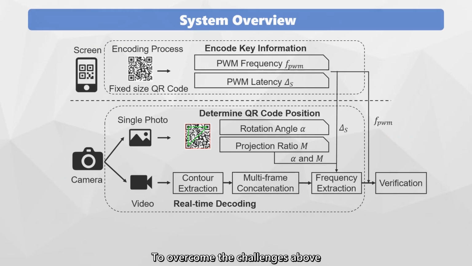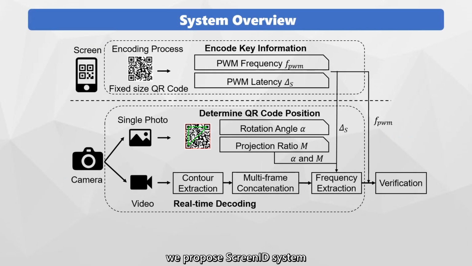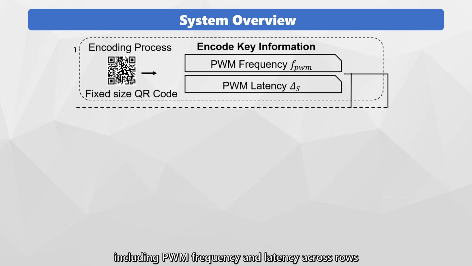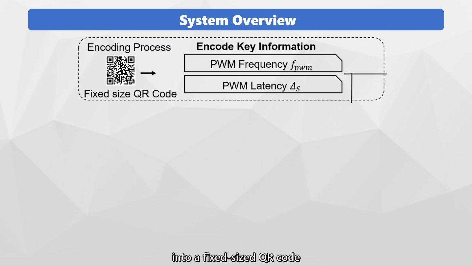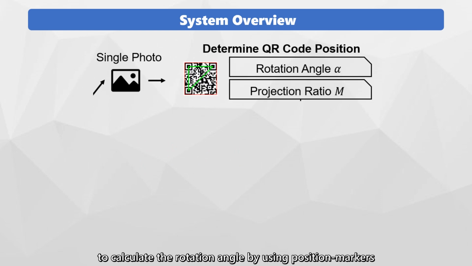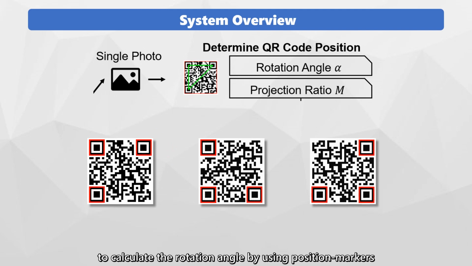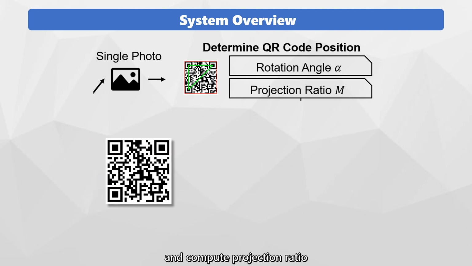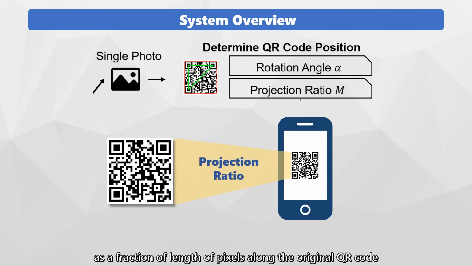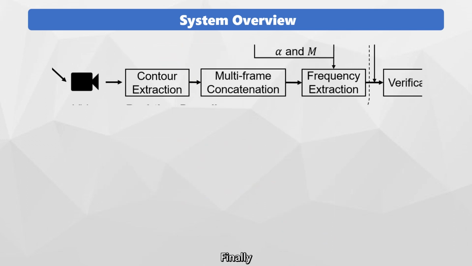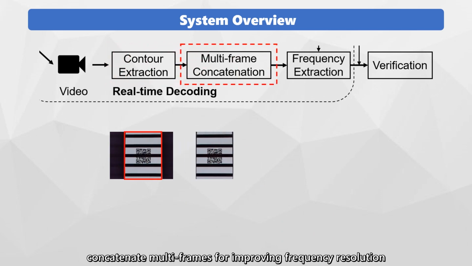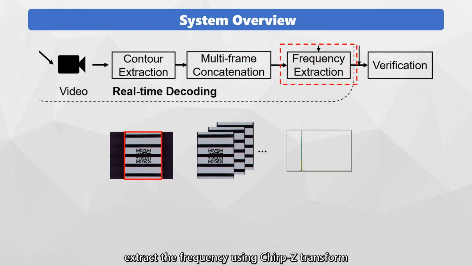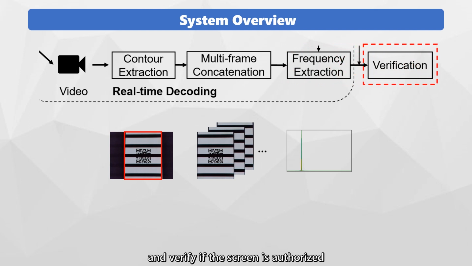To overcome the challenges above, we propose the ScreenID system. We first encode key information including PWM frequency and latency across rows into a fixed-size QR code. Then we capture a photo to calculate the rotation angle using position markers and compute the projection ratio as a fraction of the length of pixels along the original QR code. Finally, we record a video, extract contours of screens, concatenate multiple frames to improve frequency resolution, extract the frequency using chirp-Z transform, and verify if the screen is authorized.